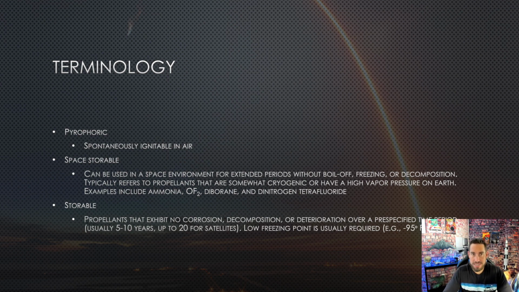For that, you're looking for about a 5 to 10 year storage period before they'd start to decompose, because in theory we're going to use most of those within that time frame. For satellites, they're going to be up there for a longer amount of time, so you want something that's going to be pretty stable for a longer period, so we're looking at about 20 years. And a low freezing point is generally required, so something that can withstand colder temperatures before it freezes, because if your liquid propellant freezes, you can't use it. So you want something that's stable to a lower freezing point.